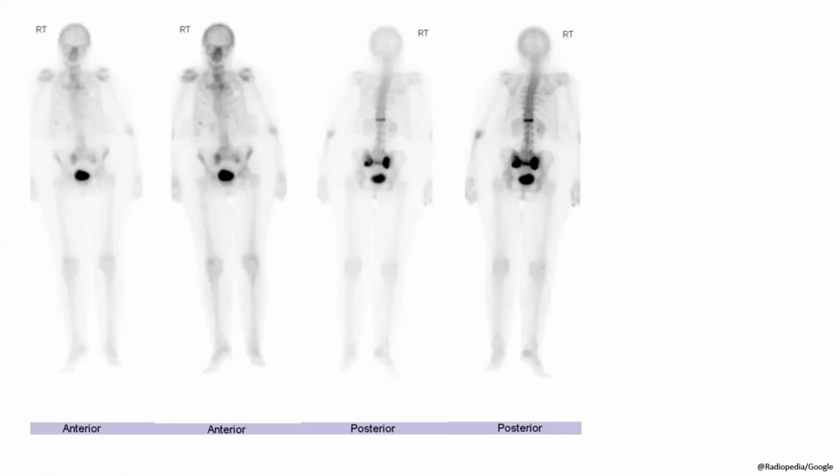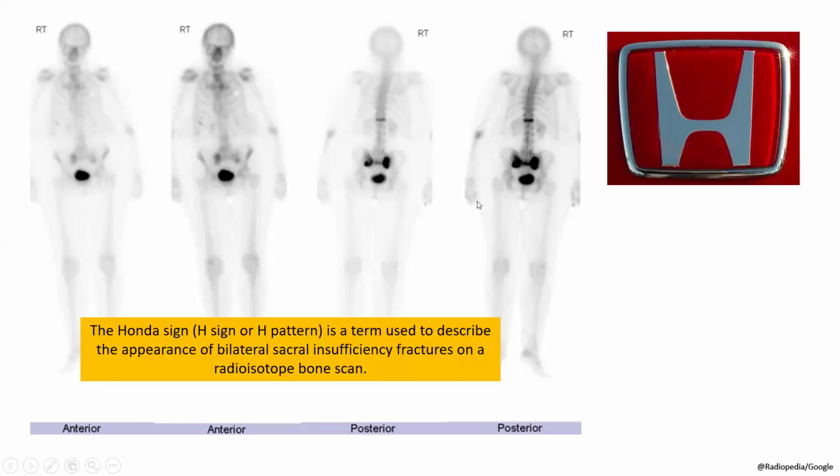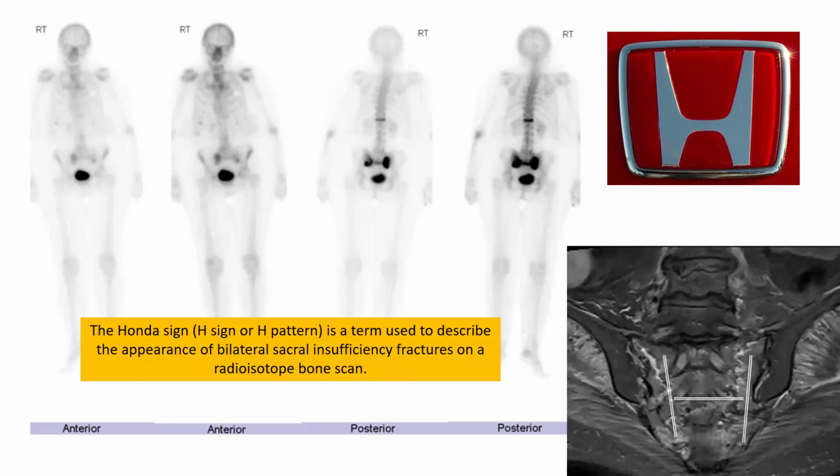What is this sign? This is a bone scan image which is showing abnormal uptake in the sacrum, which is giving Honda sign or H sign or H pattern, which is because of bilateral sacral insufficiency fracture. The bilateral sacral insufficiency fracture on radioisotope bone scan gives H sign or H pattern, Honda sign. This is MRI image where we can directly see the sacral insufficiency fracture. So this occurs in severe osteoporosis.